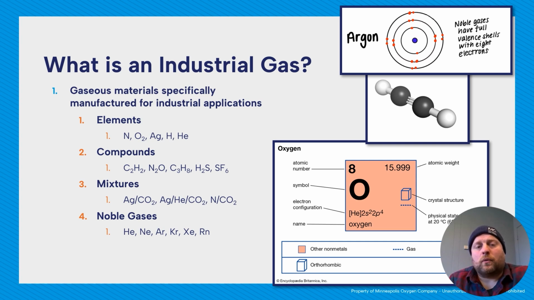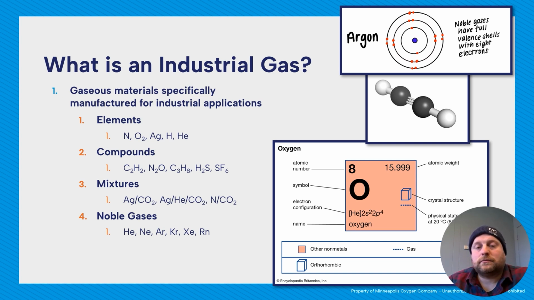Compounds. So we first have C2H2. Any guesses? C and H, so hydrocarbon. Anytime you see a C and an H, you can easily assume it's going to be something that's used for fuel. So C2H2, that is going to be acetylene. N2O, that's nitrous oxide. C3H8, very common fuel gas. That's propane.